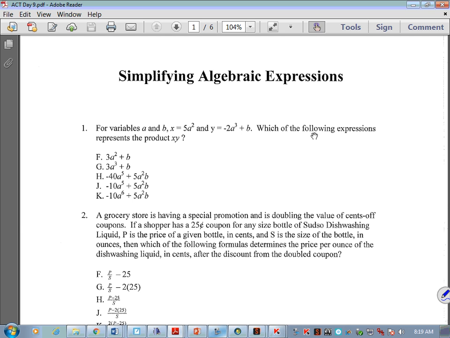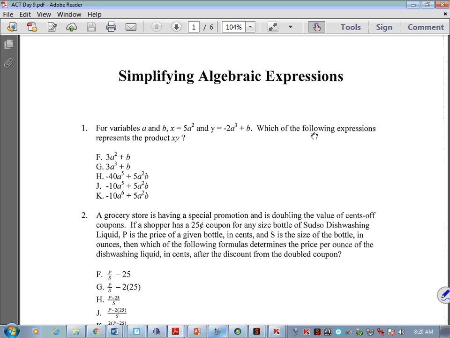Question number 1: for variables a and b, x equals 5a squared and y equals negative 2a cubed plus b. Which of the following expressions represents the product xy? Liz, what did you get for that answer? J. Negative 10a to the 5th plus 5a squared b. Haley, you want to see that one worked out? Is that wrong? No, J is correct. J is what you want to get.